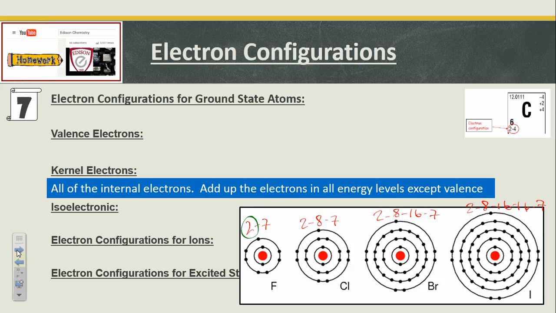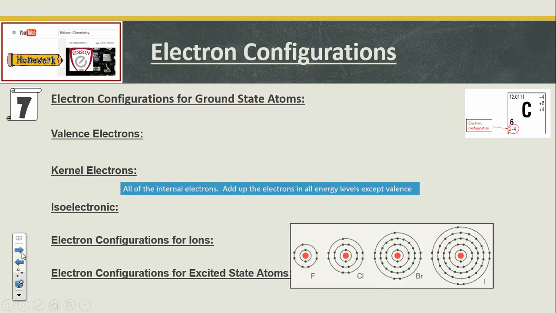So there's only 2 kernel electrons in a fluorine atom. There's 2, then 8, so 10 kernel in a chlorine. 2, then 8, then 16, so 26 kernel electrons in bromine. 32, 42 kernel electrons in iodine. So the kernels are the ones at the center. Just like in popcorn, the kernel is at the center of that puffy, tasty popcorn. So that is the kernel electrons.